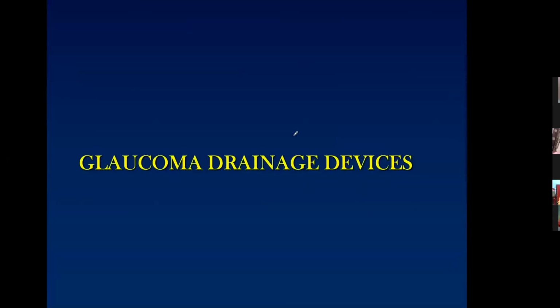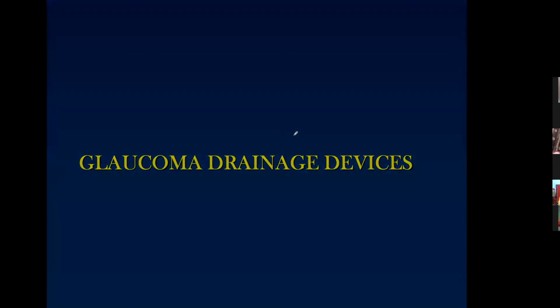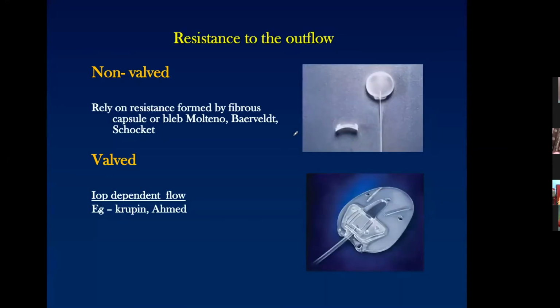Next, we discuss glaucoma drainage devices. So there are basically 2 types of glaucoma drainage devices, as we know. They are non-valve and the valve one. So non-valve, they don't have any valve, so they provide resistance to outflow. All the glaucoma drainage devices are implants. So one end of the implant is put in the anterior chamber and one is in the subconjunctival space. So they drain the aqueous through a tube from the anterior chamber to the subconjunctival space. So one is non-valve, one is valve.